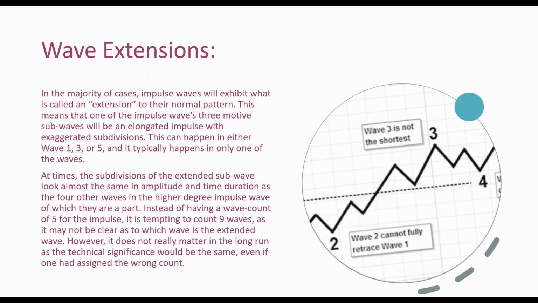So in the majority of cases, impulse waves will exhibit what is called an extension to their normal pattern. This means that one of the impulse wave's 3 motive subwaves will be elongated, with exaggerated subdivisions. This can happen in either wave 1, 3, or 5, and it typically happens in only one of the waves.